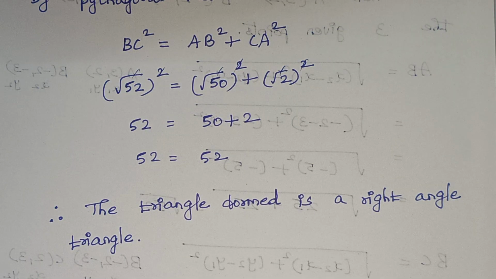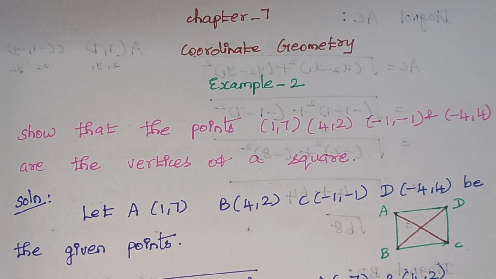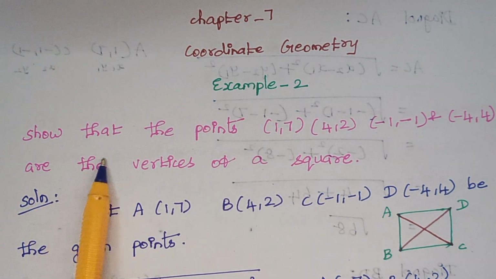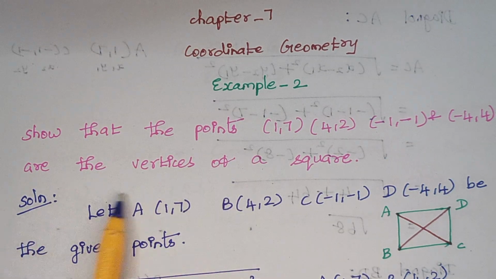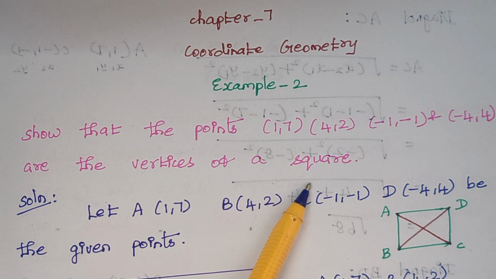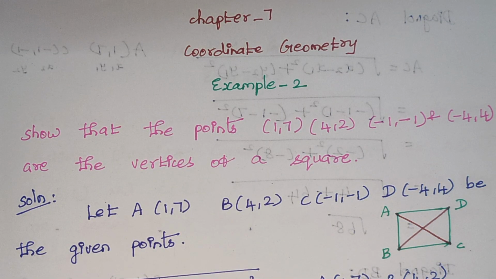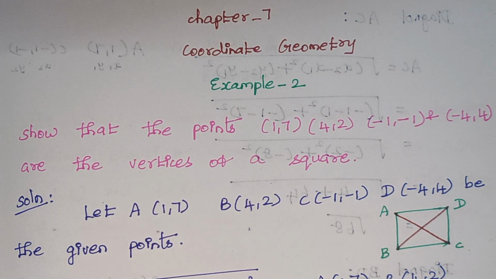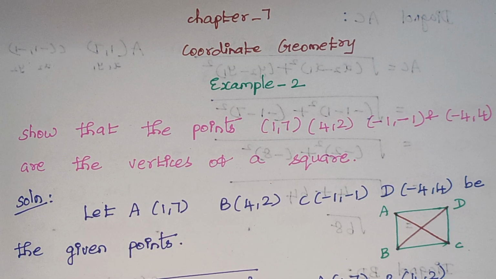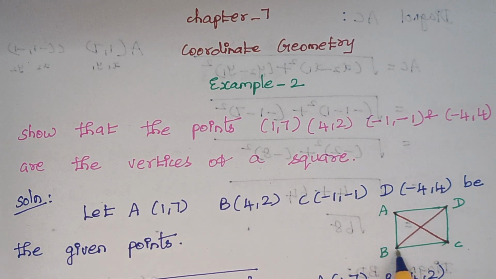We will move to the next example. So, example 2. The problem is: show that the points are the vertices of a square. Right. So 4 points are given. Now we have to tell whether these points make a square or not. So here the first thing is, you see, a square has 4 sides.